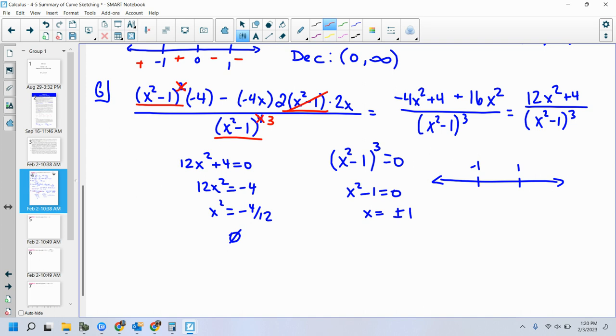Now, again, work smarter. For the second derivative, look at the numerator now. Isn't the numerator going to stay positive? Yeah, now the numerator is going to stay positive. So I really only care about what's happening in the denominator now. If I plug in negative 2, that's going to give me 4 minus 1, positive 3. Cubed is positive. If I plug in something in between negative 1 and 1, say 0, 0 minus 1 is negative 1. Cubed is negative.